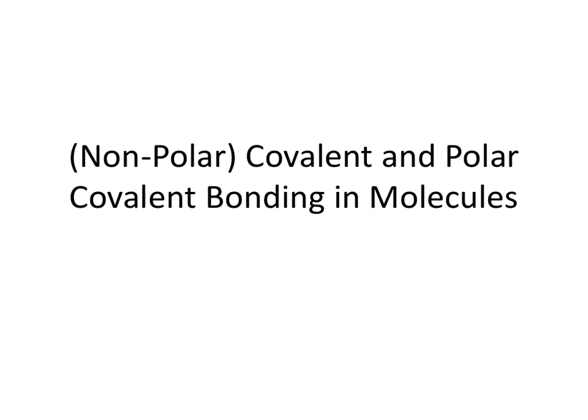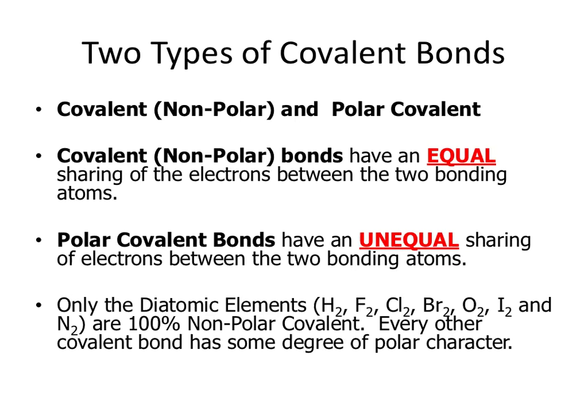Today's lesson is to understand the difference between a polar covalent bond and a non-polar covalent bond between two atoms. Recall that the definition of a covalent bond was the sharing of electrons between two bonding atoms. However, all covalent bonds are not the same. The two types of covalent bonds are nonpolar and polar.